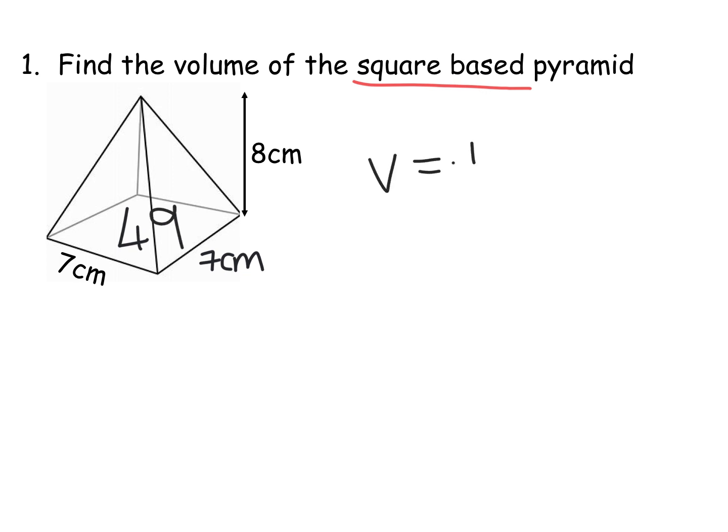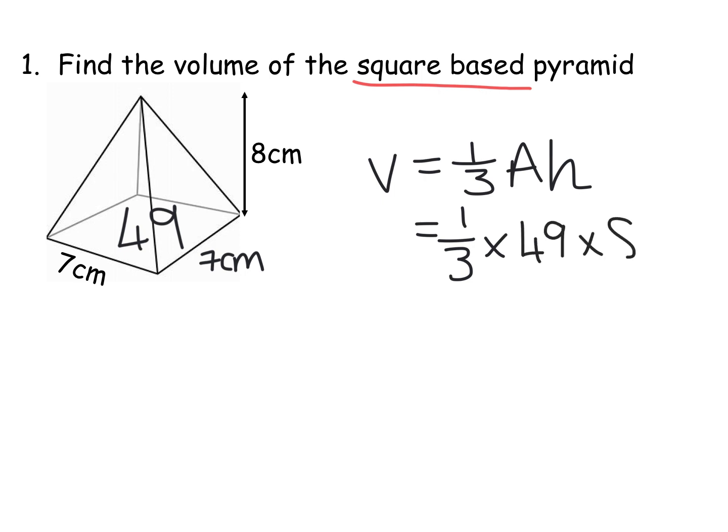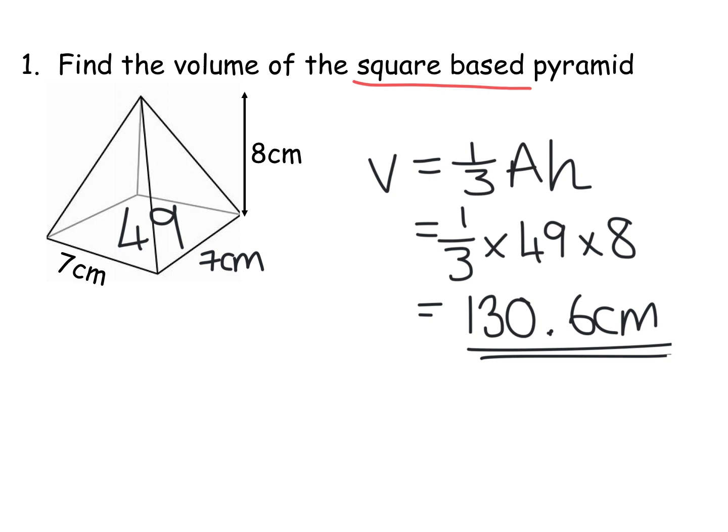So when I plug into my formula, I've got V equals 1/3 AH, which means I've got 1/3 times the area of the base, 49, times the height of 8. And then you plug all that into your calculator and you get an answer of 130.6 centimetres. Now, there's no mention of rounding, so I'm happy to just leave it like that. Dead simple, okay? Oh, and I forgot to put my cubed on there. It should be centimetres cubed for volume.